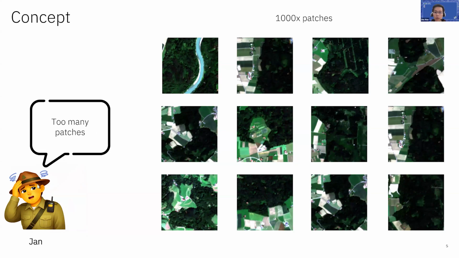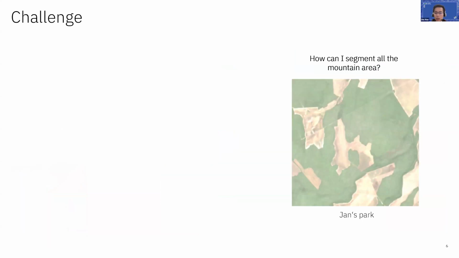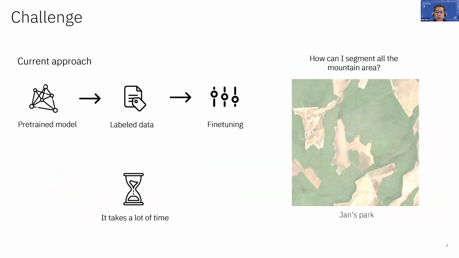So Jan thought, maybe we can apply some machine learning to automate this process, maybe apply some segmentation models. So let's take a look at the right image where we want to segment the mountain area. So with the traditional approach, we would have some kind of pre-trained models. We would have some kind of labeled data, which are annotated by humans. And then we would try to do some fine tuning on it, adjusting the model weights. This approach worked fine, but it takes a lot of time, and time that Jan doesn't have. So what is the alternative solution? Luckily, he found out visual prompting could be a solution for it.